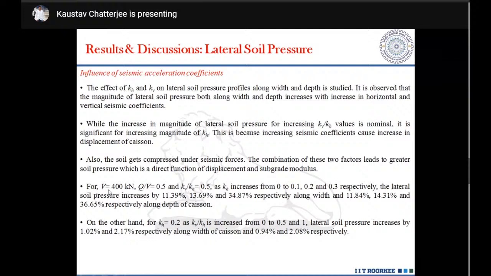As given in this particular statement, when V is equal to 400 kilonewton, Q by V is equal to 0.5 and kV by kh is 0.5. When kh increases to 0.3, the lateral soil pressure increases by 35% and 37% along the width and depth of the caisson. However, if we fix kh as 0.2 and increase the kV by kh ratio to 1, the increment along the width of the caisson is 2.17%, whereas along the depth it's just around 2%. So hardly any effect of kV is observed.